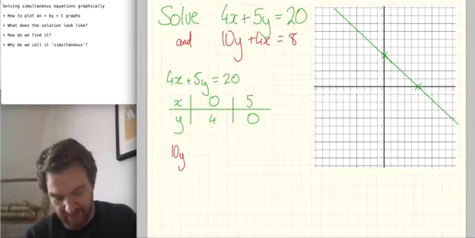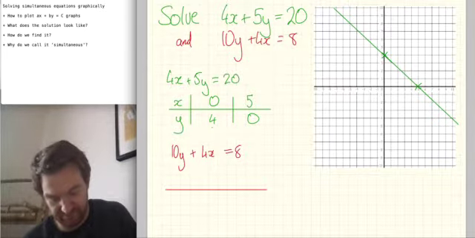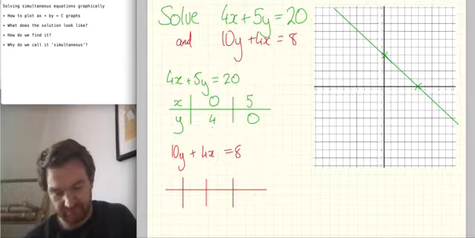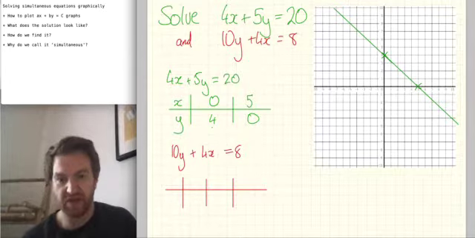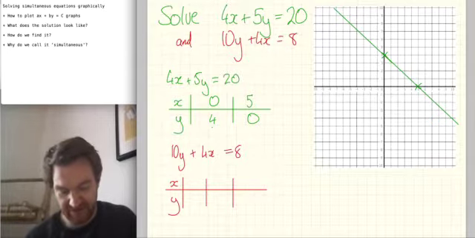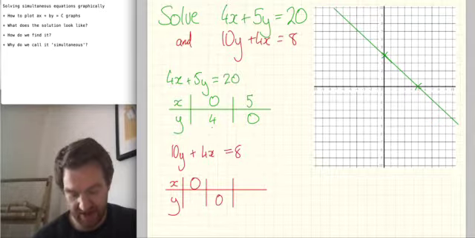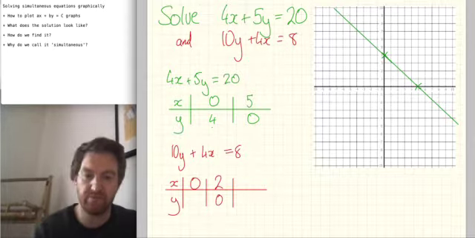10y plus 4x is equal to 8. Again, we can draw this as a little table. Oh, he's put an extra box. X on the top, y on the bottom. Now, if x is 0 and y is 0, again, we can try them. We'll start off with y is 0. If y is 0, we ignore the x's. We're saying 4x is 8, x is equal to 2.